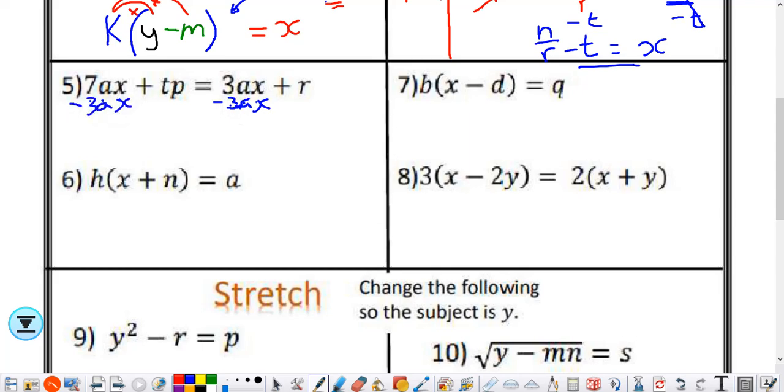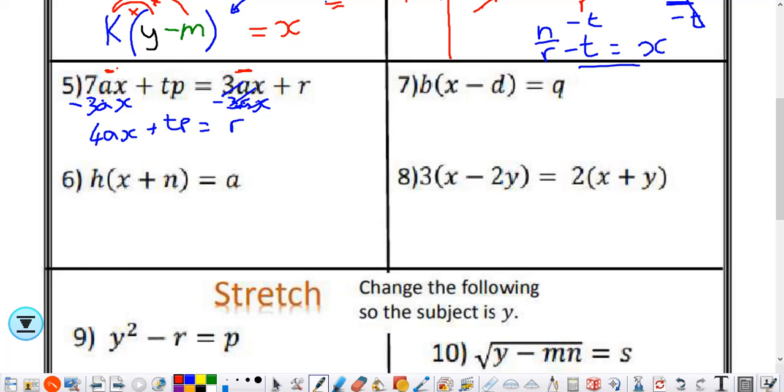On the left hand side you can see we've got 7ax. I take 3 lots of that away and I end up with 4ax plus tp equals, we've got nothing at the start of that equation and we're just left with r. So if I wanted to make r the subject, I've just done that. But the question asks me to make x the subject. So it's the same as what we've done before, but we've got an extra step in it. So we've moved that similar term across, so we've got it all on one side of the equation.